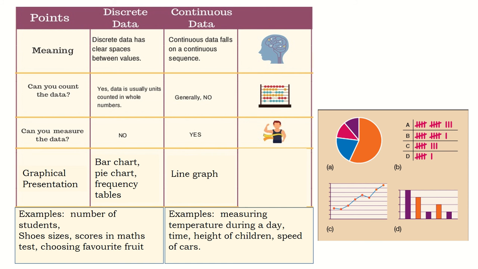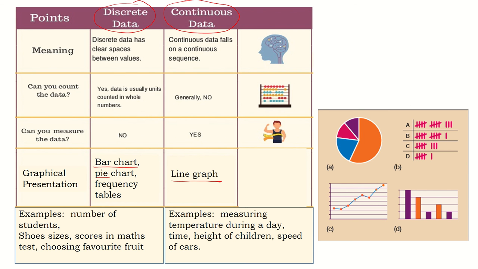Now let's see what is the difference between these two new words, discrete data and continuous data. Why are we discussing these two data types here? Because continuous data is represented in the form of a line graph, and discrete data is represented in the form of a bar chart, pie chart, or frequency tables. So there can be some gaps between them.